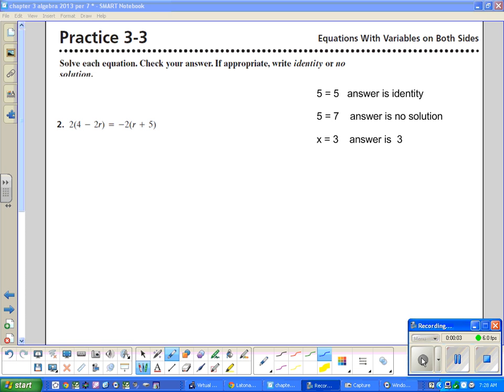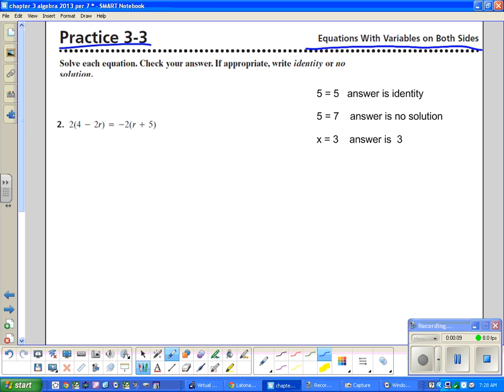Welcome to the video for practice 3-3, and we're solving equations with variables on both sides. So it says solve each equation, check your answer. If appropriate, write identity or no solution. So in this, when we do a question like this, we can have three types of answers.